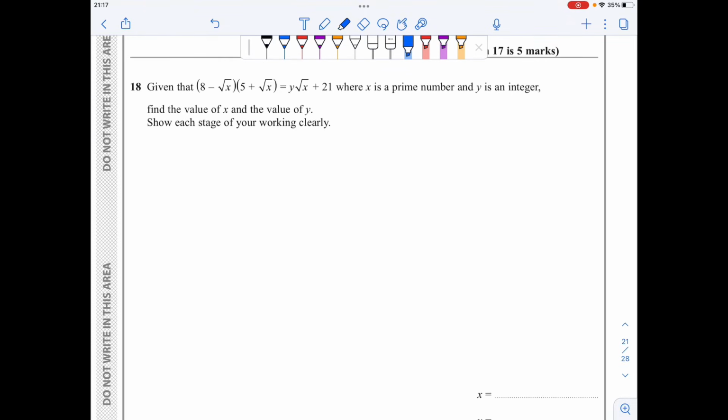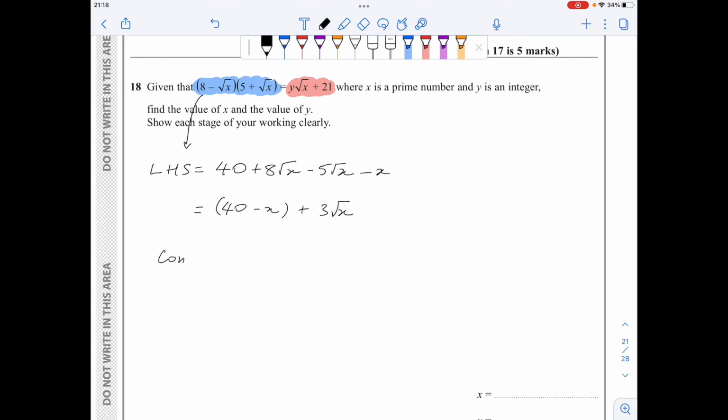In question 18, I will start with the left-hand side and I will expand. So LHS equals 40 plus 8 square root of x minus 5 square root of x minus square root of x squared, which is x. And then I will collect the terms that do not have a square root, that's the 40 and the minus x, and simplify the rest, so plus 3 square root of x. And now I will compare with the right hand side, which is this one.